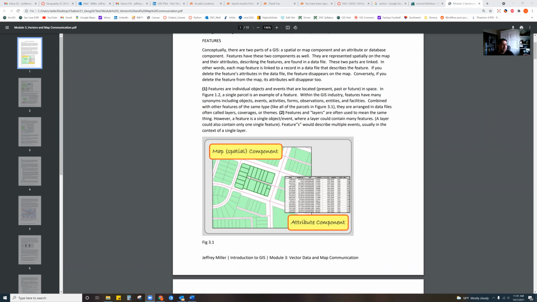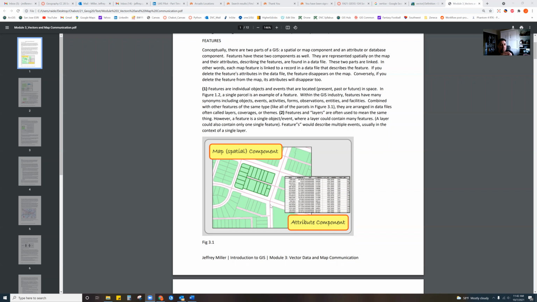Plural. So you could be describing one type of feature, or you could be describing a group of features, meaning more than one. If you're talking about more than one, then you're generally talking about the same type of event. So in this case, the parcels are features. That's one type of feature. Maybe this road or these roads are a different type of feature.